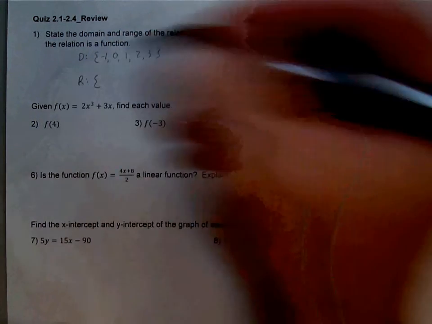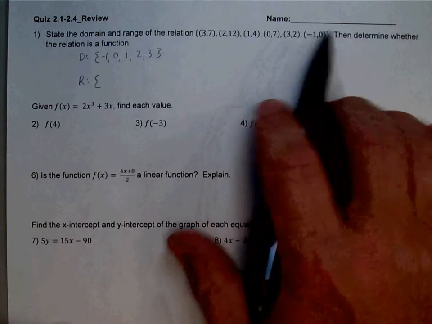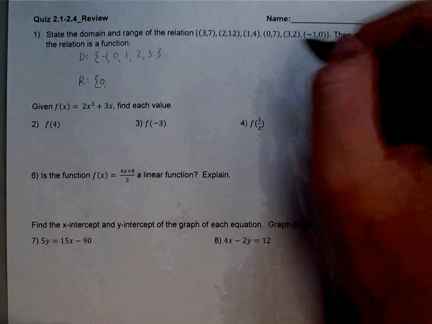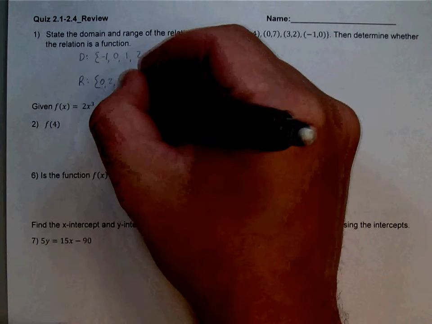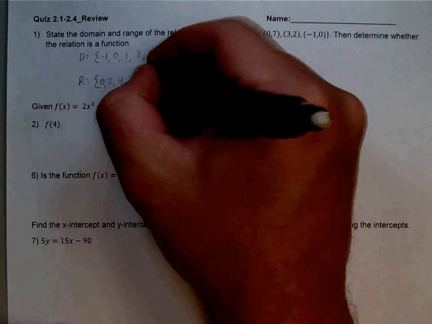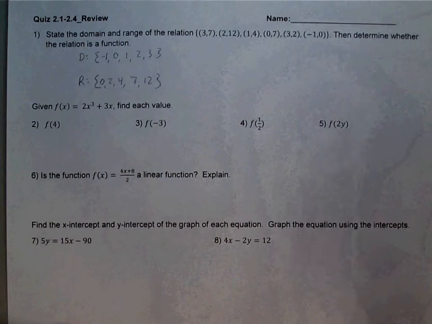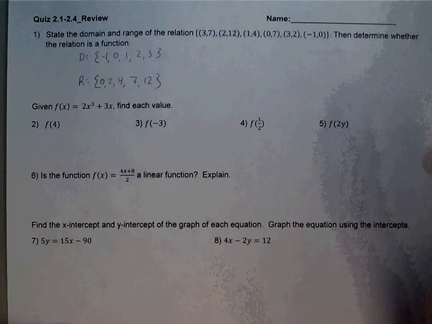And then for my range, I do the same thing with the y values. 7, 12, 4, 7, 2, 0. So 0 was the smallest one. Then I think it was 2, and then 4. 0, 2, 4, 7, and 12. Don't list the 7 twice, just list it once. There's my range. And then determine if it was a function.